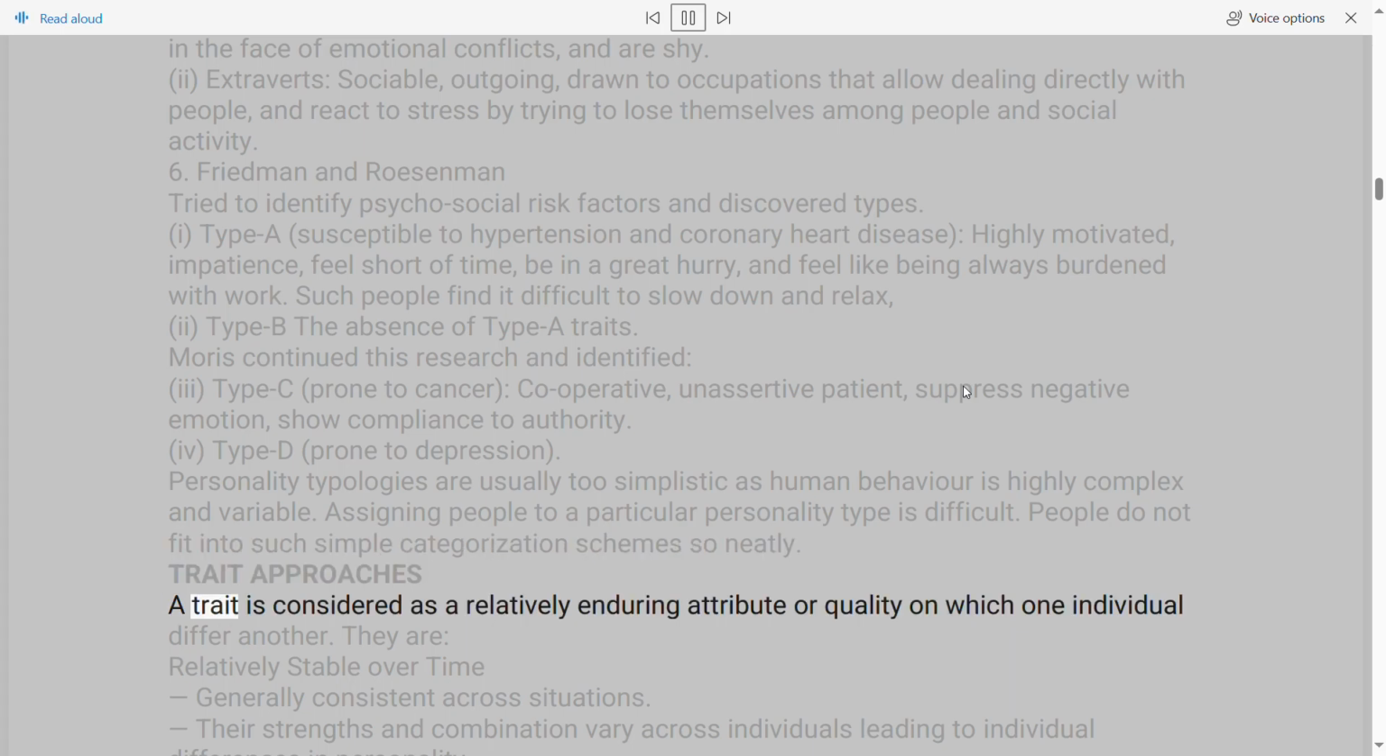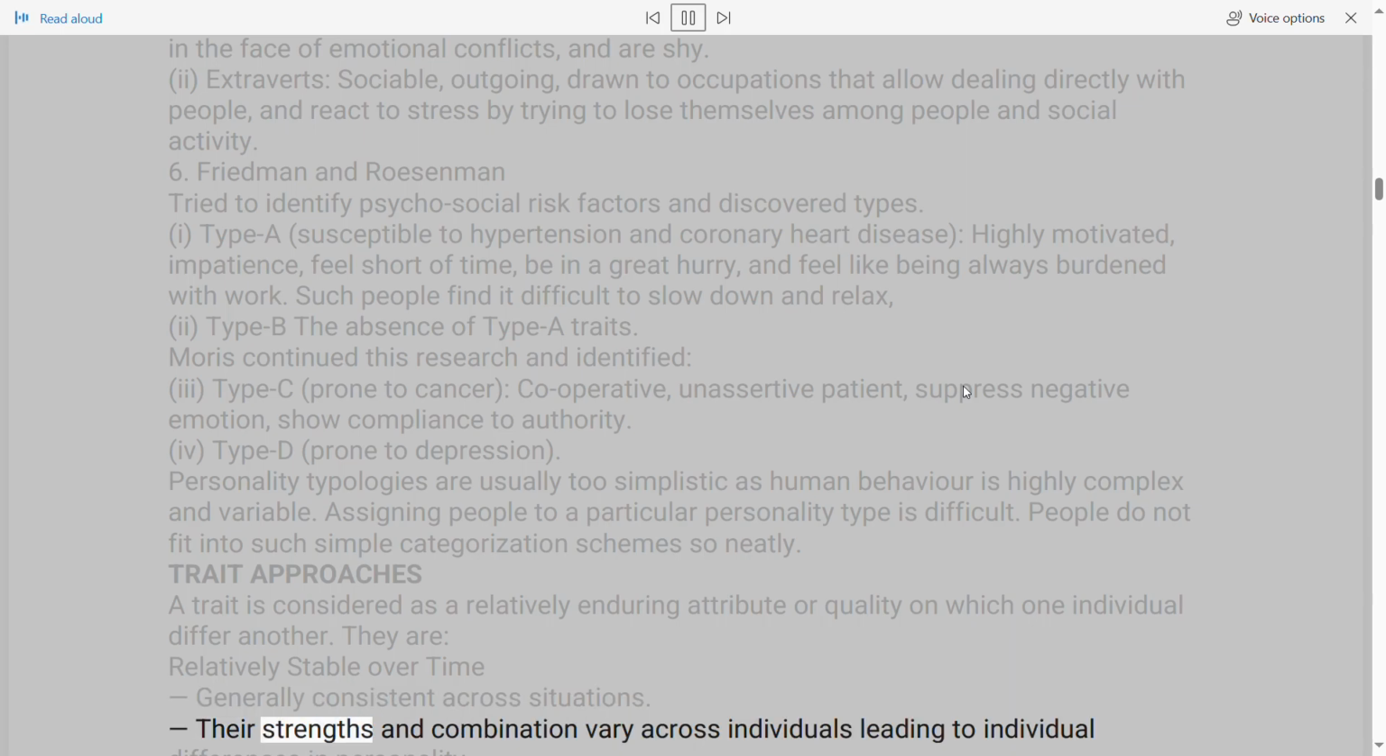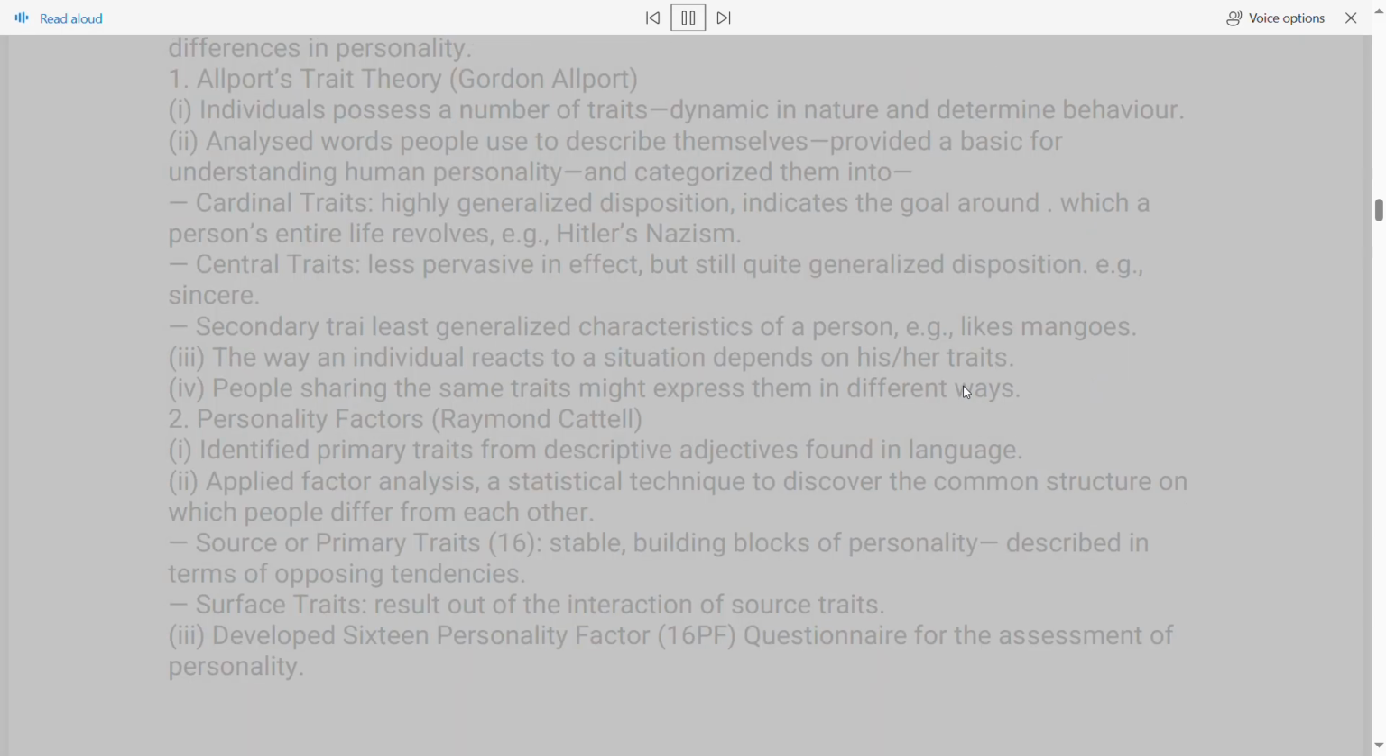Trait approaches. A trait is considered as a relatively enduring attribute or quality on which one individual differs from another. They are relatively stable over time, generally consistent across situations. Their strengths and combination vary across individuals, leading to individual differences in personality. 1. Allport's trait theory, Gordon Allport. 1. Individuals possess a number of traits, dynamic in nature, and determine behavior.